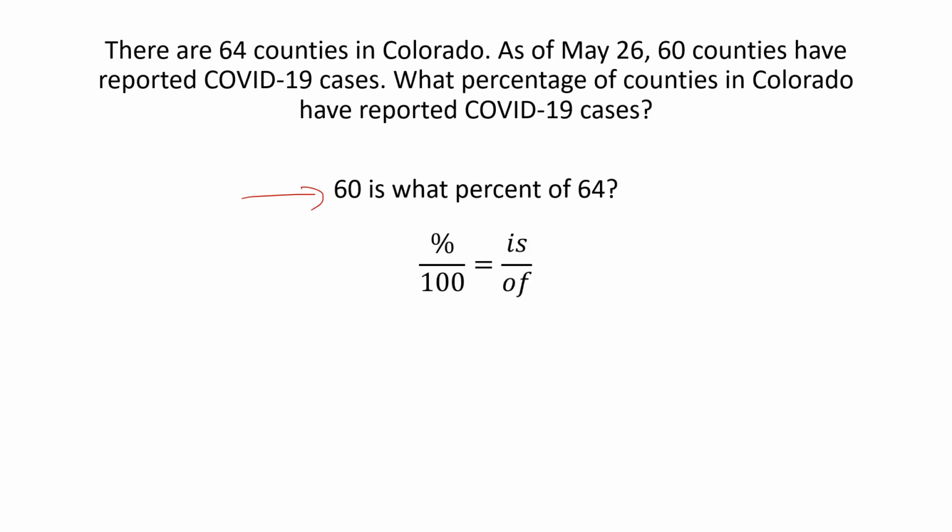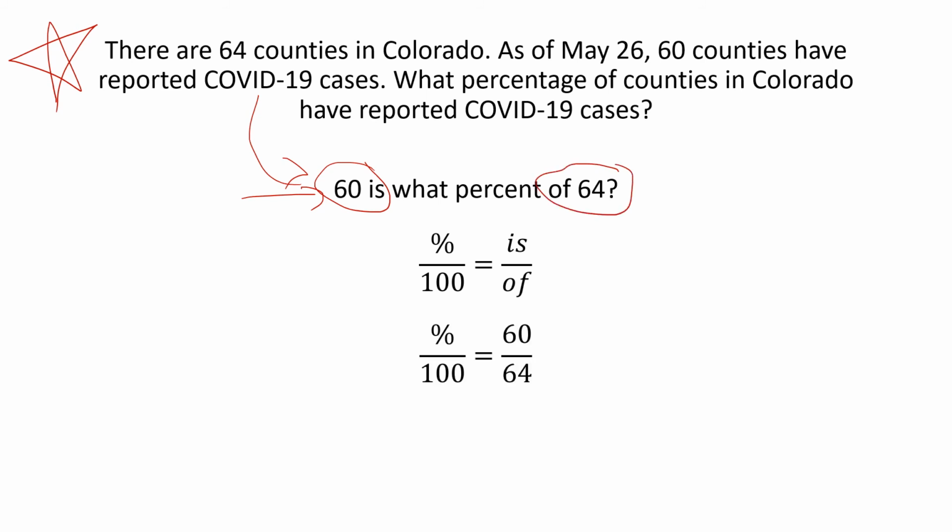So again, remember our formula, percent over 100 equals is over of. And don't worry about trying to figure out how to go from here to here in your homework. You'll be given a setup that's very similar to your percent over 100 equals is over of. I'm just using examples because they're pertinent right now. So 60 is what percent of 64? Here's our is, 60, and our of, 64. So we're going to get percent over 100 equals 60 over 64.